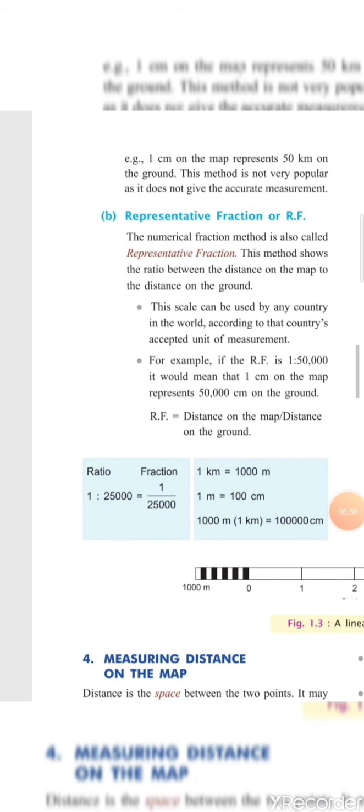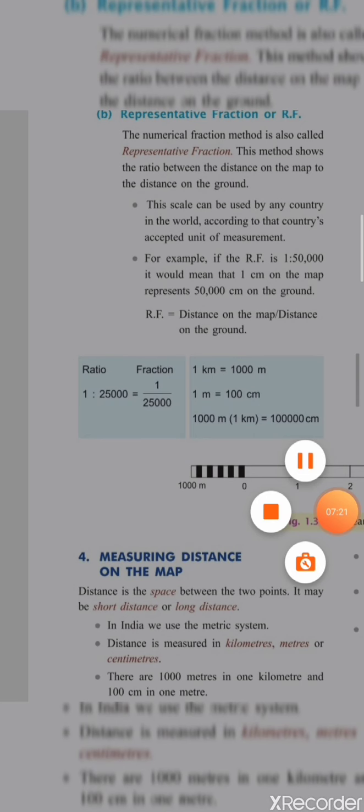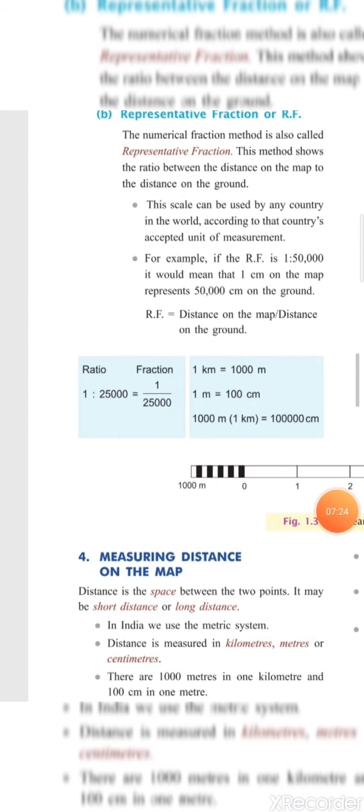As an example, you are given the ratio 1 to 25,000. The fraction will be 1 upon 25,000. You know very well 1 kilometer is equal to 1000 meters, 1 meter is equal to 100 centimeters, so 1000 meters is equal to 100,000 centimeters. Next, move to the topic.